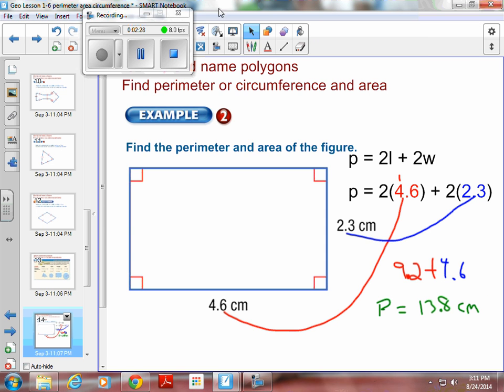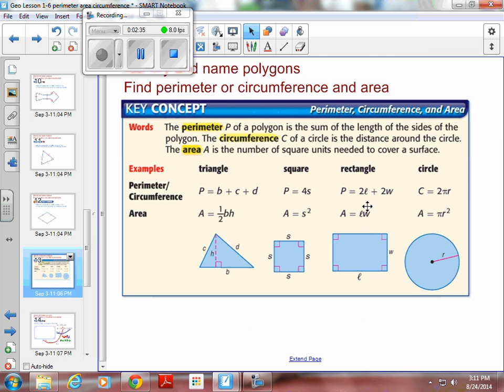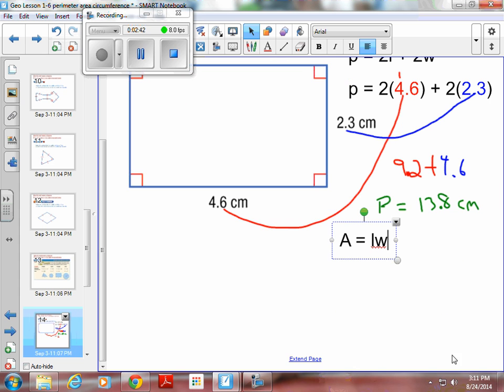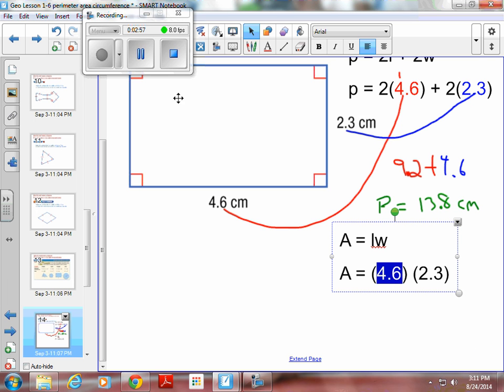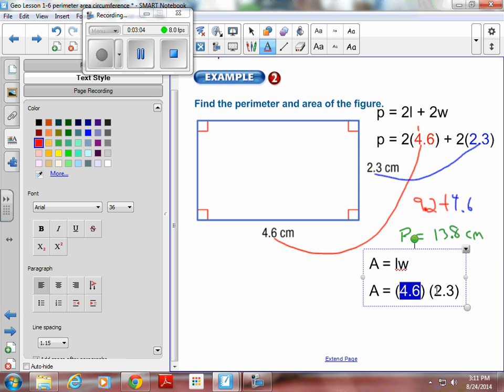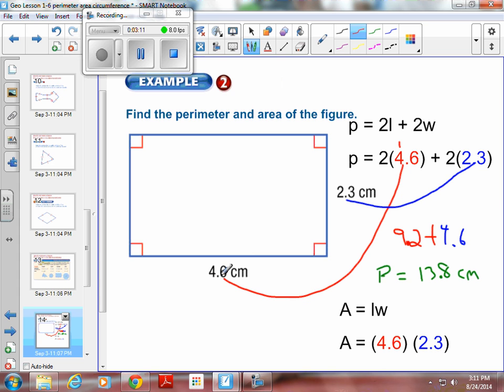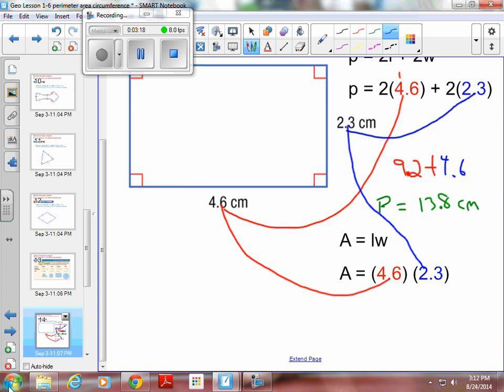The other thing we're supposed to find is the area. And if we go back and look at the formula, area is length times width. And so area is equal to, our length was this 4.6, and our width was this 2.3. Same 4.6, same 2.3. From there, you can grab your calculator.